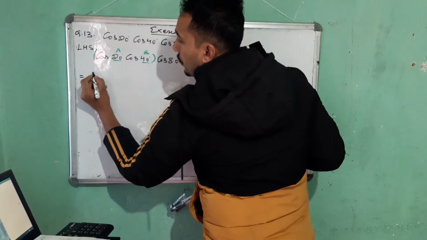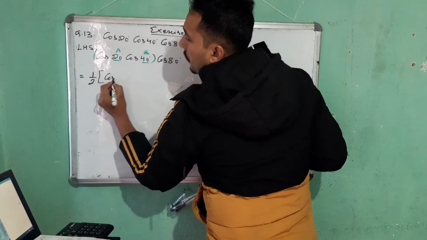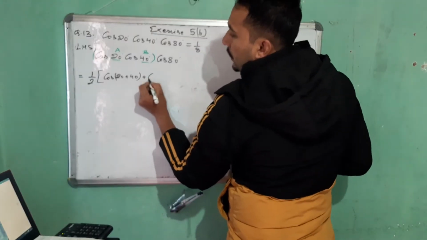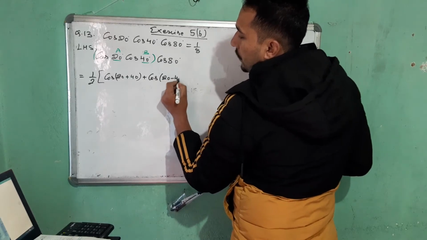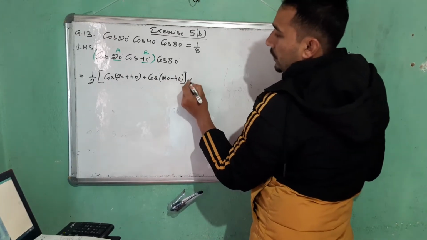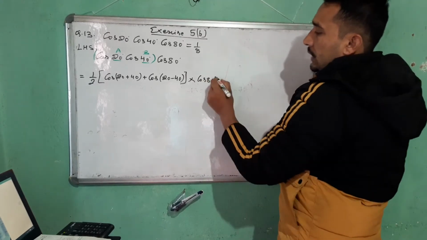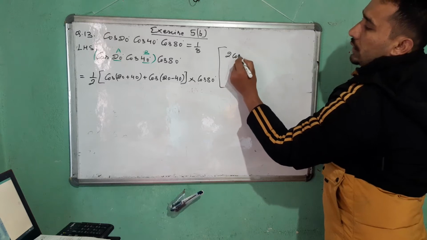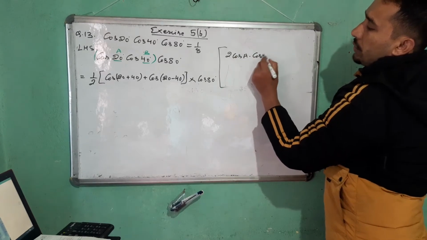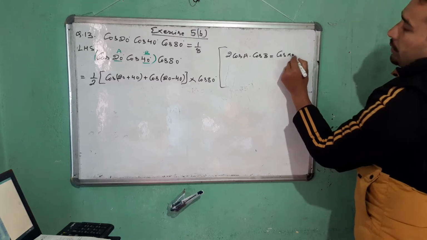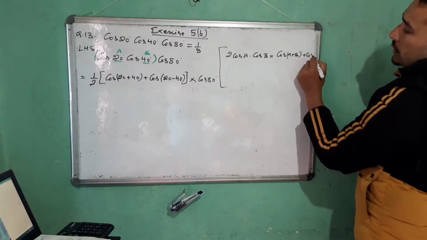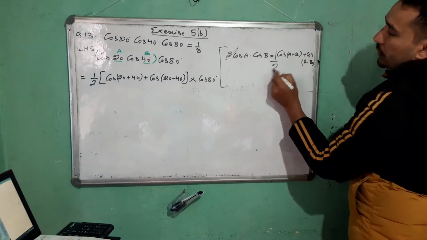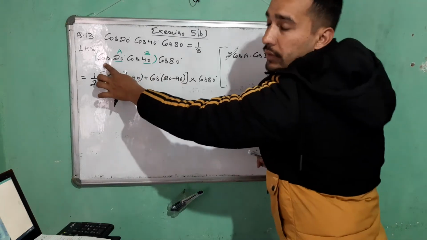So it will be equal to 1 by 2 of cos A plus B, 20 plus 40, plus cos 20 minus 40, into cos 80 degree. The formula is there, okay. Cos A cos B is equal to cos A plus B plus cos A minus B, and if this 2 is not there, you can take this 2 here, or 1 by 2, like this. So here we don't have the 2, okay.